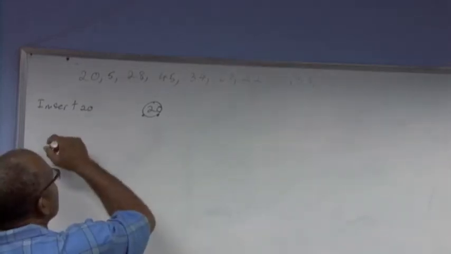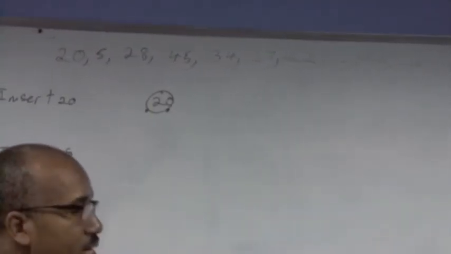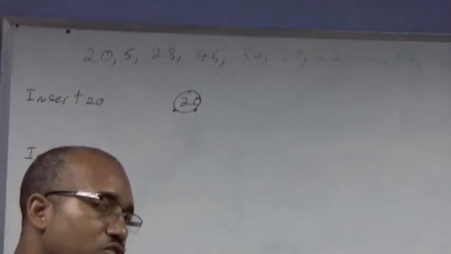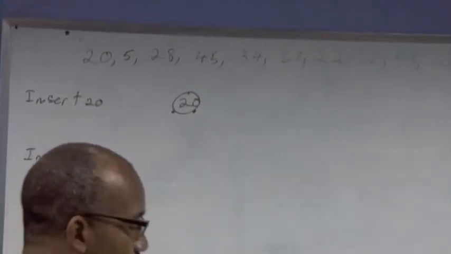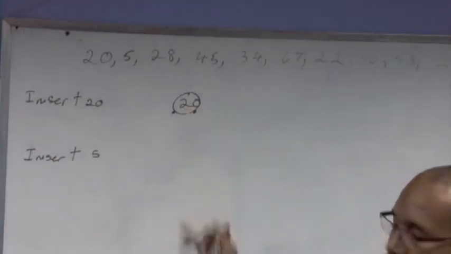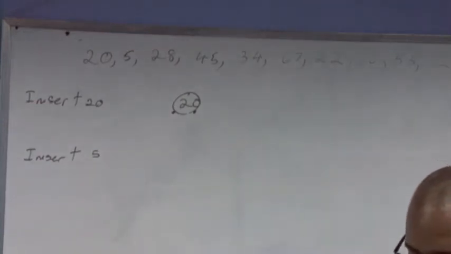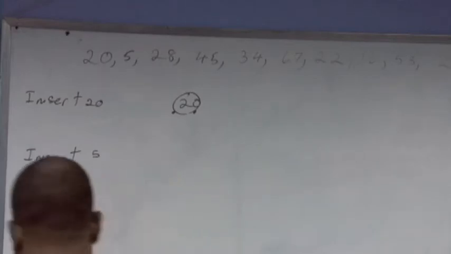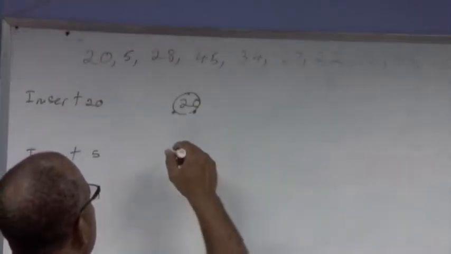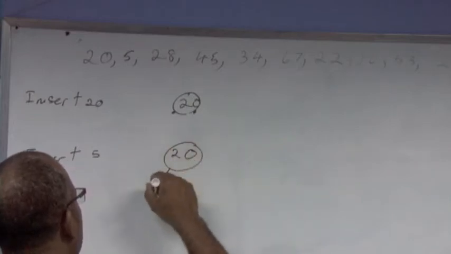So we're then going to insert 5. If you remember the binary search tree insertion rules, the nodes are organized such that everything with a value smaller than the value in the root is placed over to the left. Everything with a value larger than the value in the root is placed over to the right. So 5 goes over to the left.